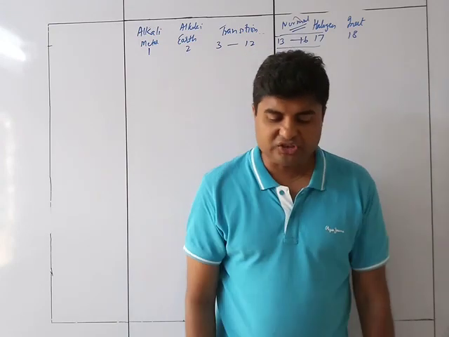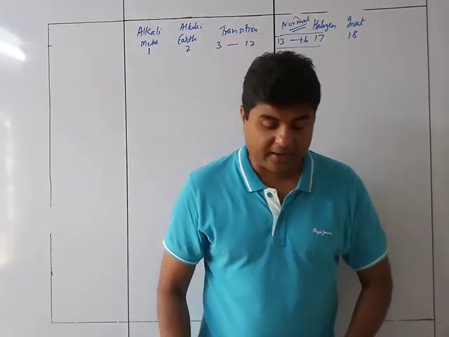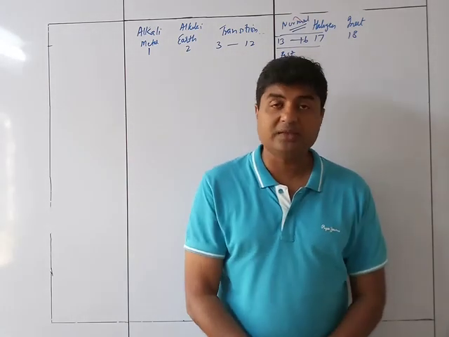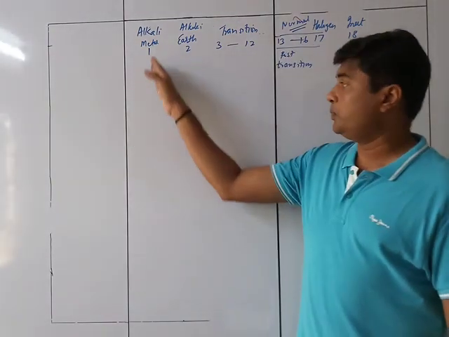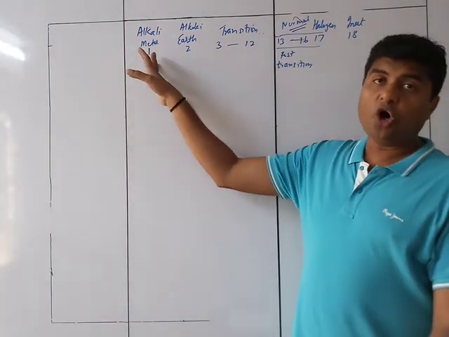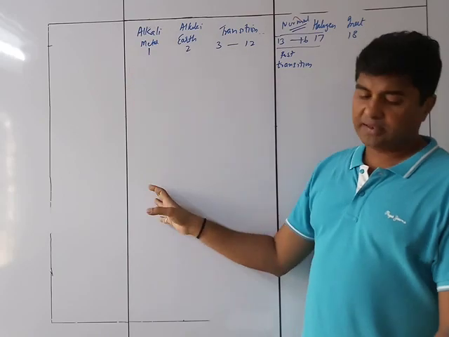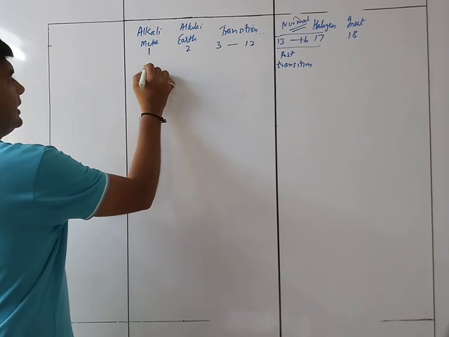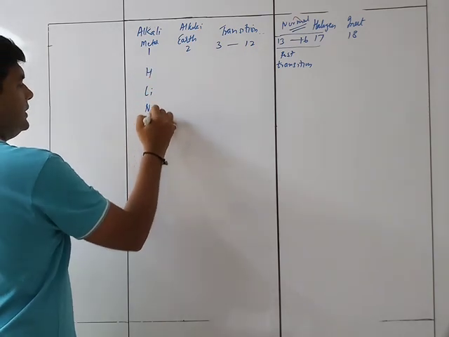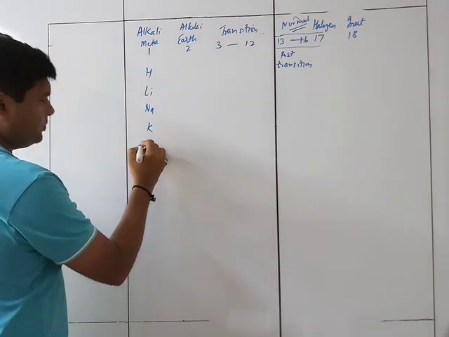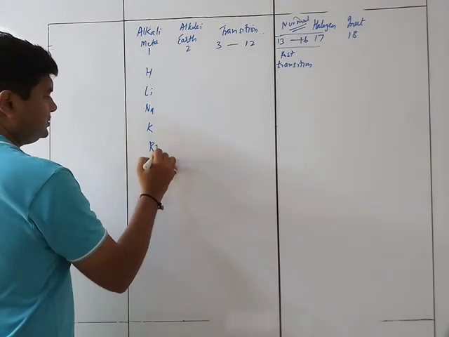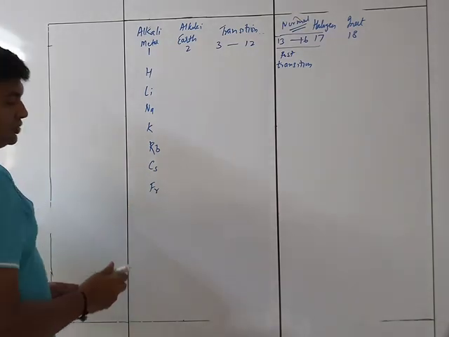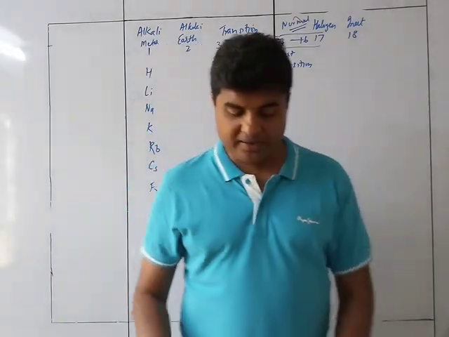We can always differentiate between them, so similarity-wise we can say the similarity is between the same group. We have over here that the valence electrons in one group will always be the same. So all these alkali metals will have the same. If I have over here hydrogen, lithium, sodium, potassium, and then rubidium, cesium and francium. Now francium, being radioactive, is normally not considered.